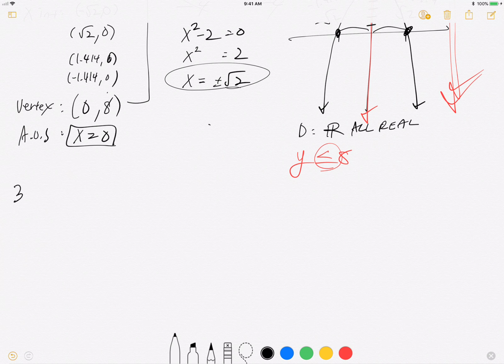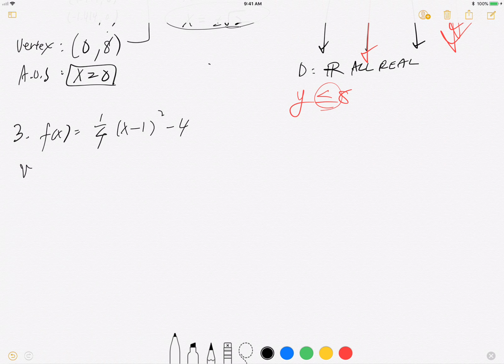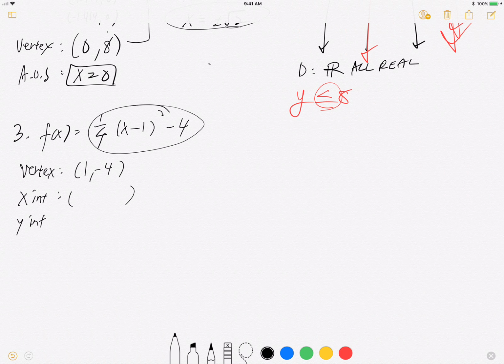Number 3. f of x is equal to 1 over 4 (x minus 1) squared minus 4. Now the good part about this is that this is in vertex form, so the vertex is right away 1, negative 4. Another thing is that this needs to have an x-intercept and a y-intercept. Not necessarily for the x-intercept, but the y-intercept is always occurring.